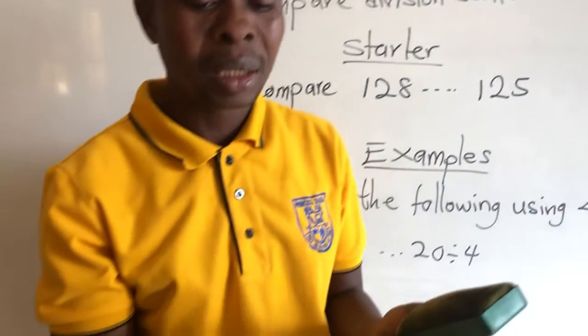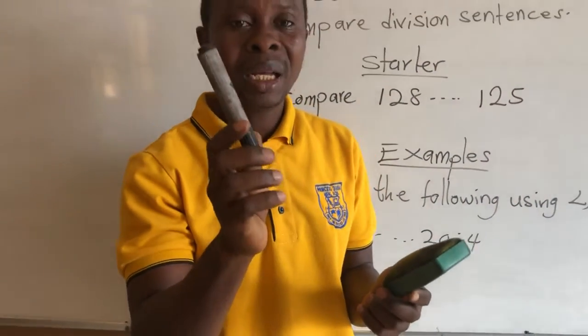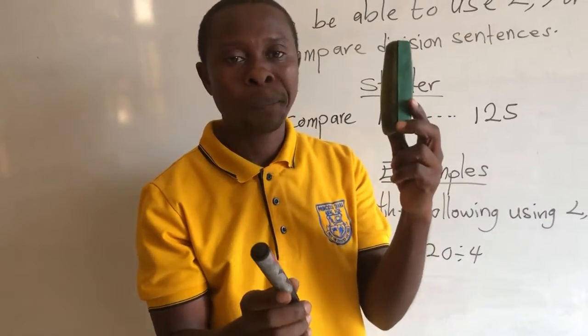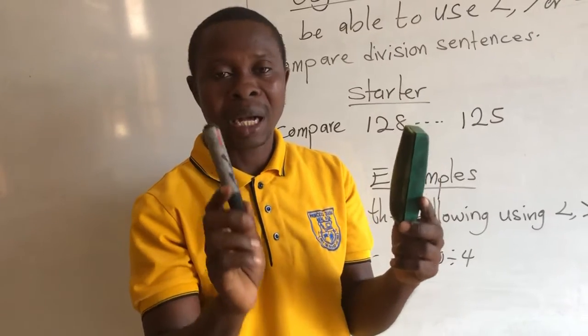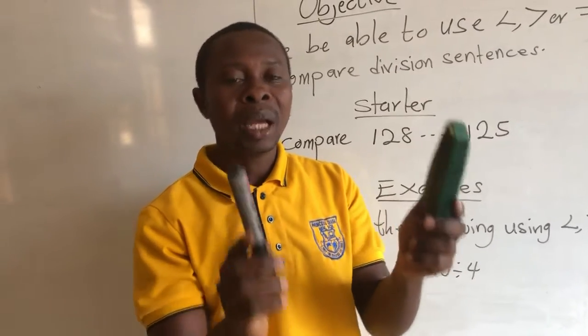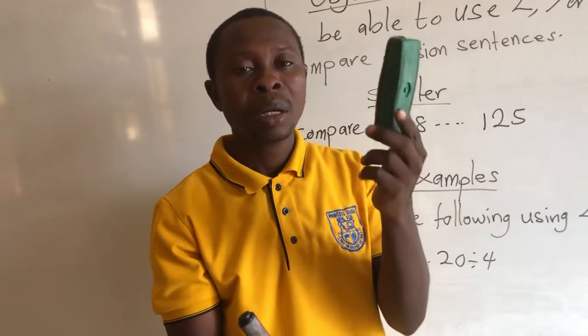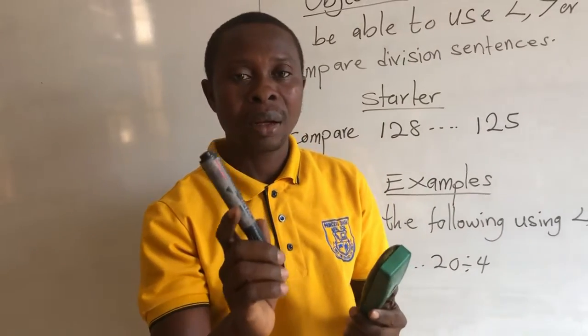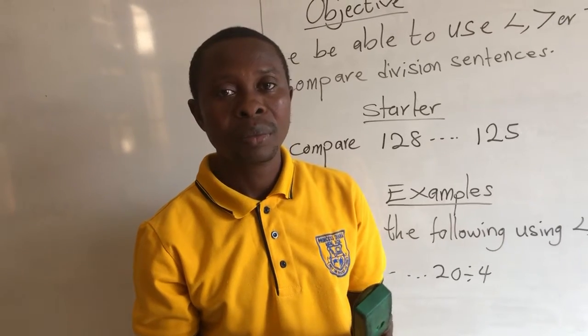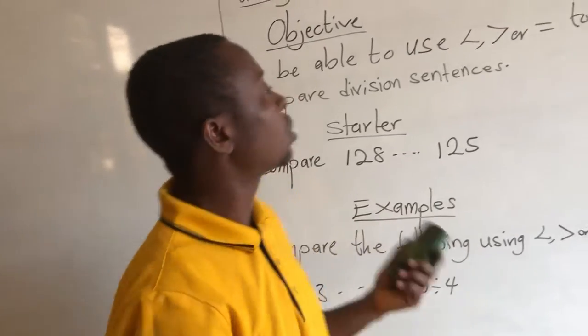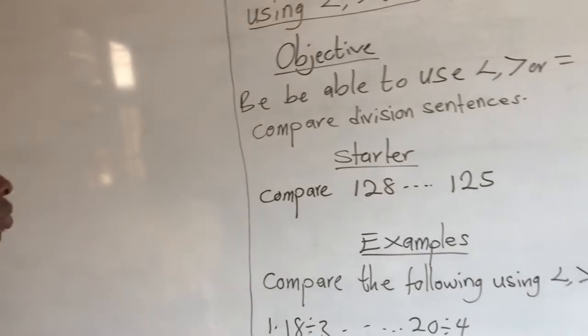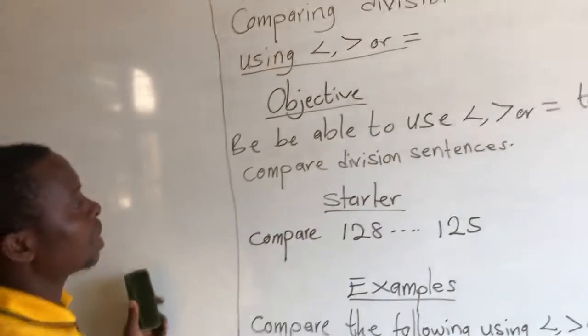we can see that this marker is less than the duster. Okay, this marker is less than the duster, and at the same time the duster is what? Greater than the marker. Okay, very good. Let's continue. So now let's look at the starter.